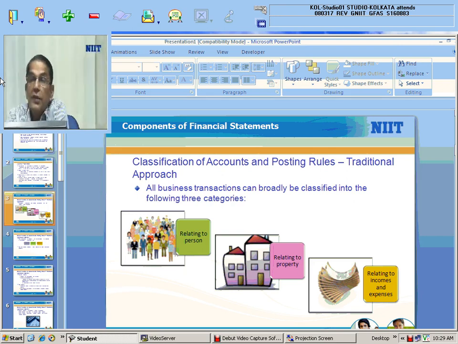First category is a transaction relating to a person. So when you sell goods to a buyer, the transaction relates to the buyer. In a bank, when you take a deposit from a customer, the transaction relates to that customer. So relating to a person. There will be some business transactions which will be related to a person. Some business transactions will be related to property.